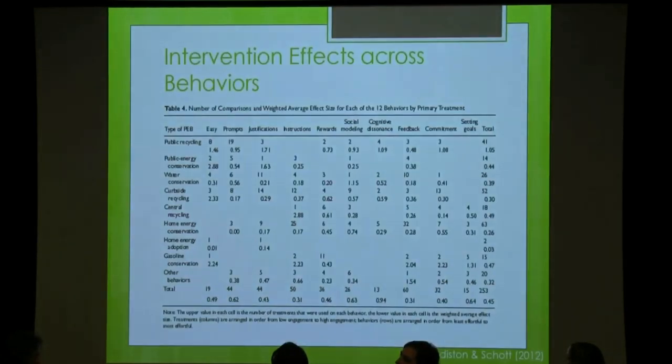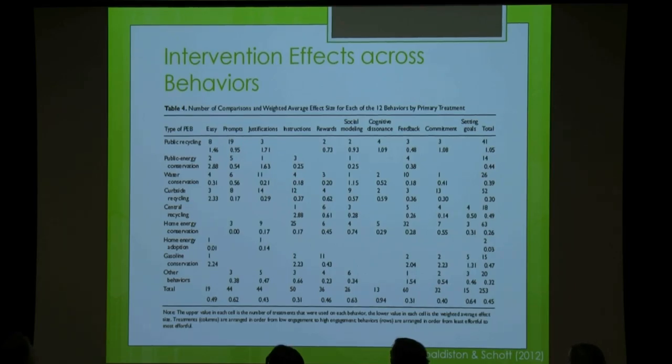And then finally, I want to point out one overwhelming meta-analysis. This was the big first meta-analysis in the environmental behavior change area. It's Osbaldiston and Schultz from 2012. What they did is they mapped out different kinds of behaviors and different kinds of interventions and made this really cool chart. On the top x-axis is the type of intervention: ease, prompts, justifications, instructions, rewards. The y-axis is types of behaviors.